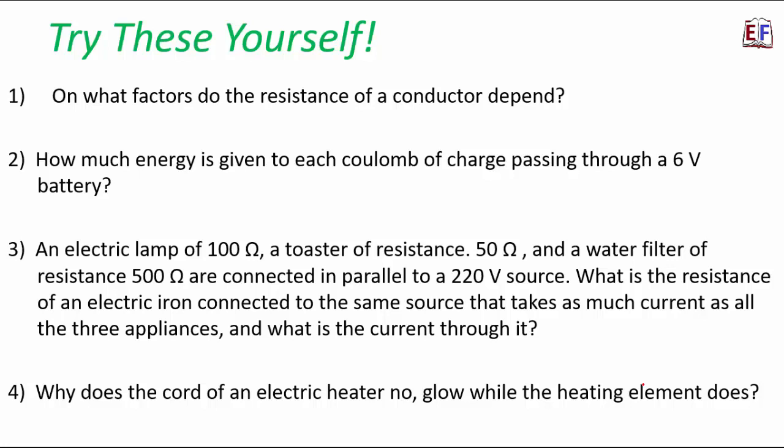An electric lamp of 100 ohm, a toaster of resistance 0.50 ohms and a water filter of resistance 500 ohms are connected in parallel to a 220 volt source. What is the resistance of an electric iron connected to the same source that takes as much current as all the 3 appliances, and what is the current through it? Why does the cord of an electric heater not glow while the heating element does?